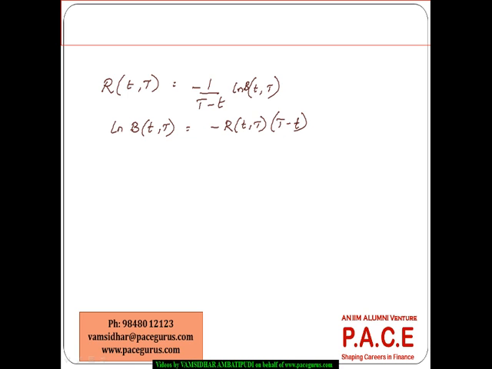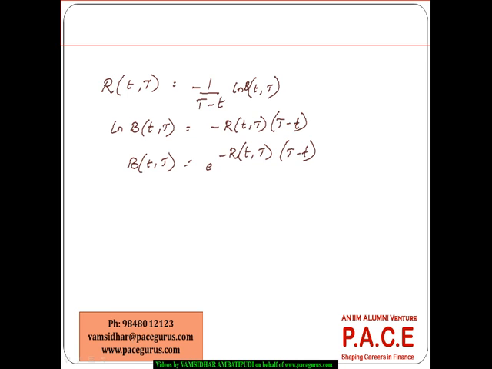One important relationship which we need to be comfortable with: the spot rate between time t and the time to maturity capital T comes out as minus 1 by (T minus t) log B(t,T). In the other way, log B(t,T) is equal to minus R(t,T) times (T minus t), or B(t,T) becomes e to the power of minus R(t,T) times (T minus t). That's one relationship which we need to be comfortable with.